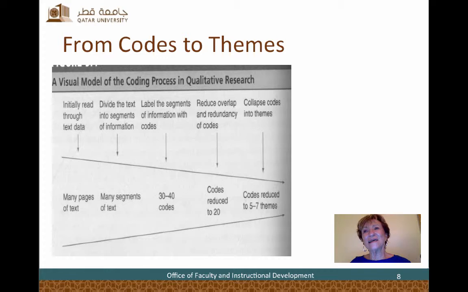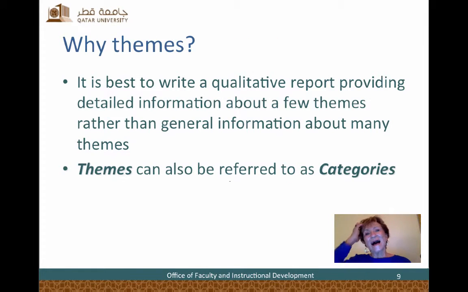I also provide in your resources a coded piece of data, so you can see what a coded piece of data looks like. I also provide a link to a list of software packages. There are many software programs out there that can help you do the coding, or analyzing or interpreting qualitative data. They differ, and you can find one that works for you.